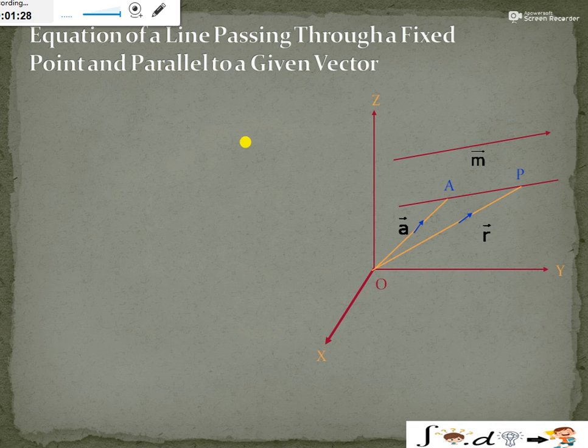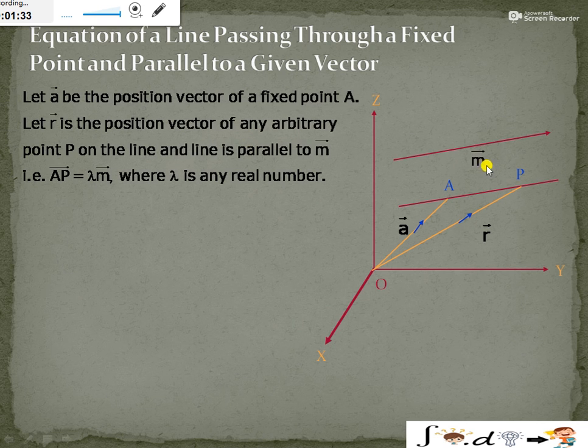First of all, we have the equation of a line passing through a fixed point and parallel to a given vector. Here we have given a line AP. This line AP passing through a point A and parallel to this M vector. We have to consider the position vector of A because it is passing through a fixed point. That means fixed point is there. Its position vector is A vector. We have to consider P arbitrary point whose position vector is R.